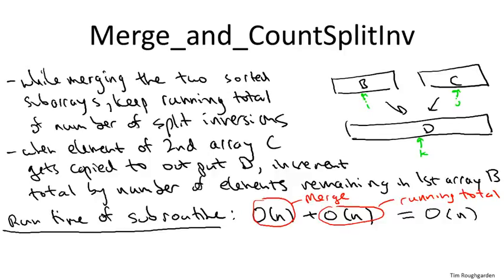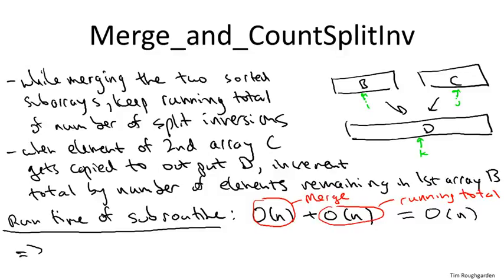Basically, there's some constant c1 so that the merge step takes at most c1 times n steps. There's a constant c2 so that the rest of the work is at most c2 times n steps. So when we add them, we get at most (c1 + c2) times n steps, which is still big O of n because c1 plus c2 is a constant. Okay, so linear work for merge, linear work for the running count, so that's linear work in the subroutine overall.